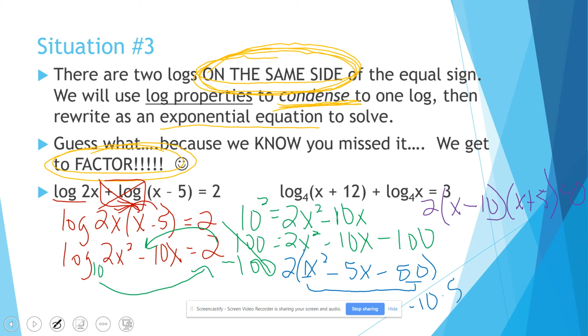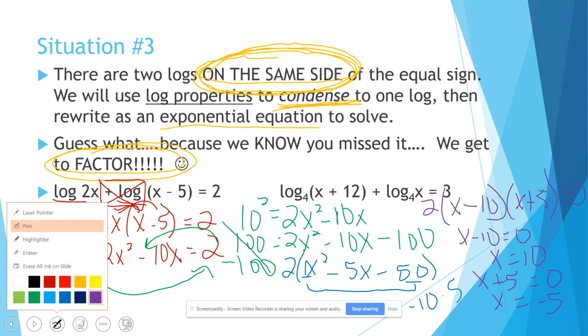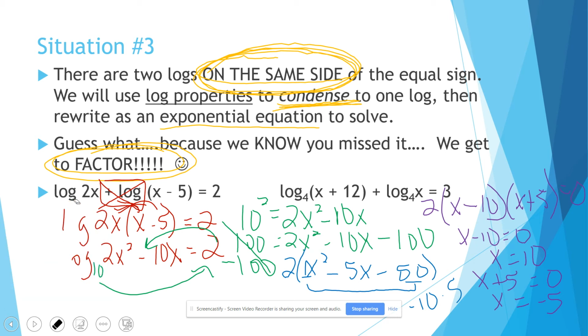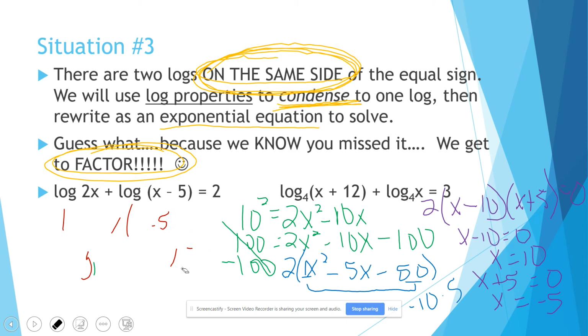Now remember, for solving, we take anything that has an x and set it equal to 0. X minus 10 is equal to 0, so x is equal to positive 10, and x plus 5 is equal to 0, so x is equal to negative 5. Now remember, we can't say that those are our answers yet because we need to check our original equation and see if those answers work out to be good answers.